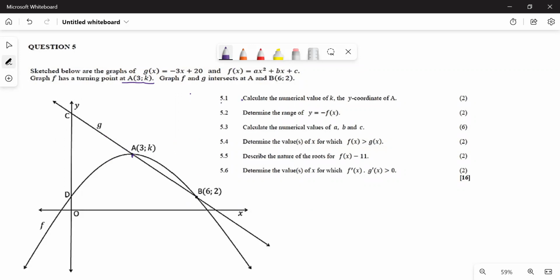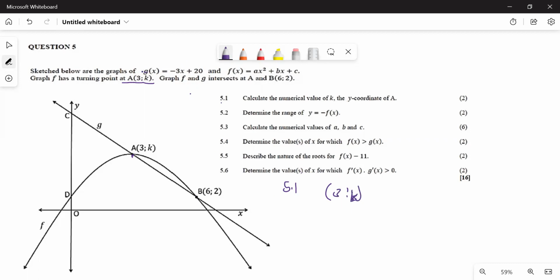Number one, they say calculate the numerical value of k, the y value at A. 5.1. How will you go about doing that one? They gave us x. Let's write the point. So we have 3, which goes with k.